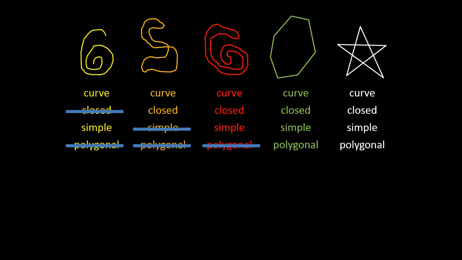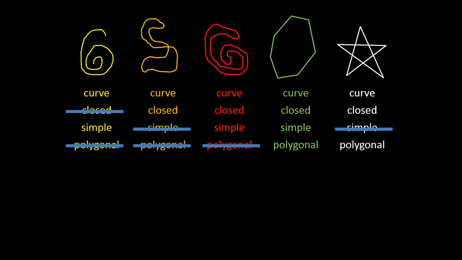The fourth one, it is a curve, it is closed, it is simple, and it is polygonal. And the last one, it is a curve, it is closed, it's not simple because it crosses itself, but it is polygonal. It's made up of line segments.